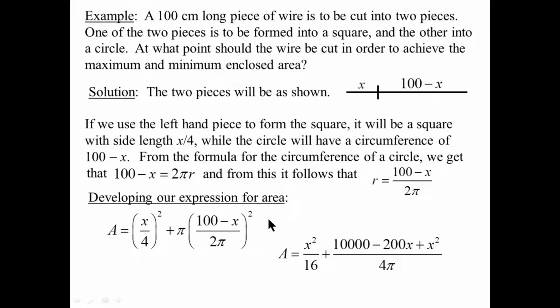Processing it a bit, squaring this fraction, we get x squared over 16, and squaring this one, well, first of all, if we square the bottom, we get 4 pi squared, which reduces with that pi, so we just have 4 pi down here. And then we have to square a binomial: 100 squared, double the product here, so that'll be minus 200x, and then plus x squared.